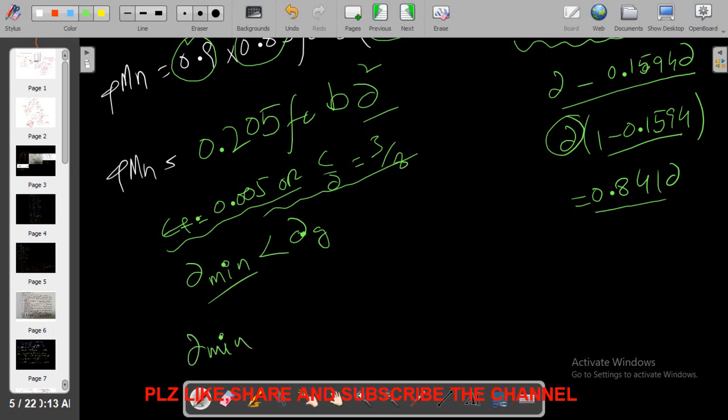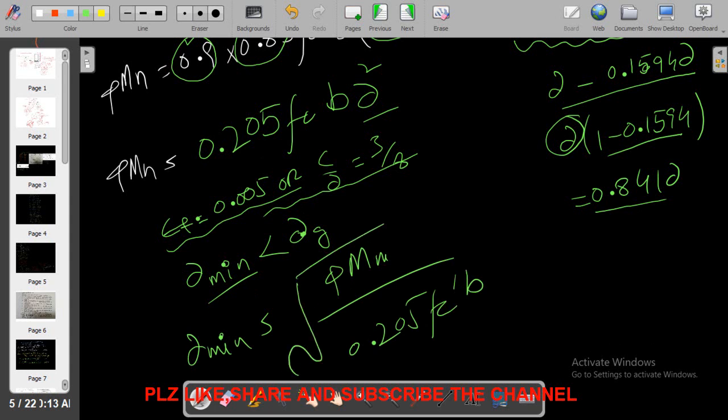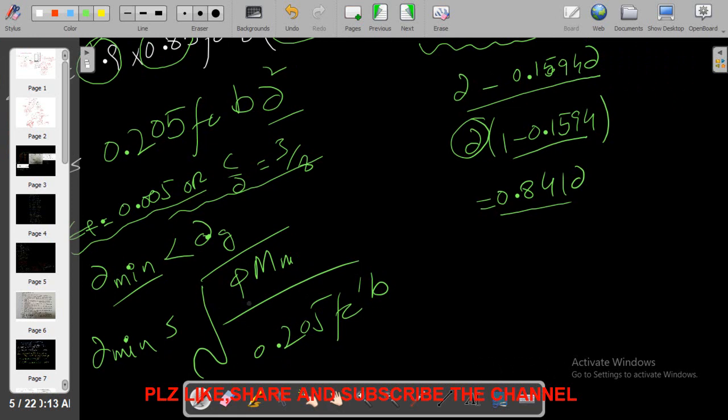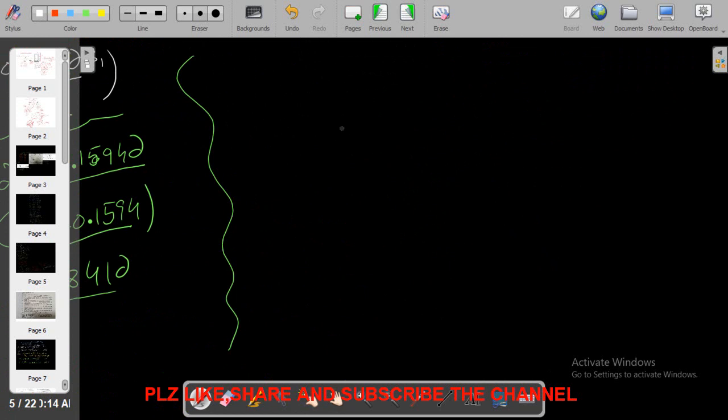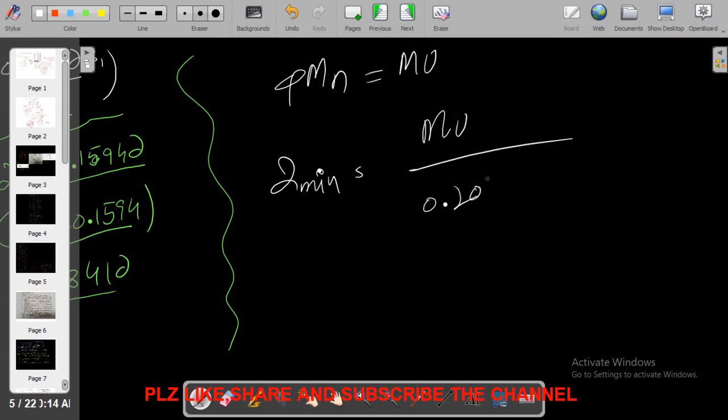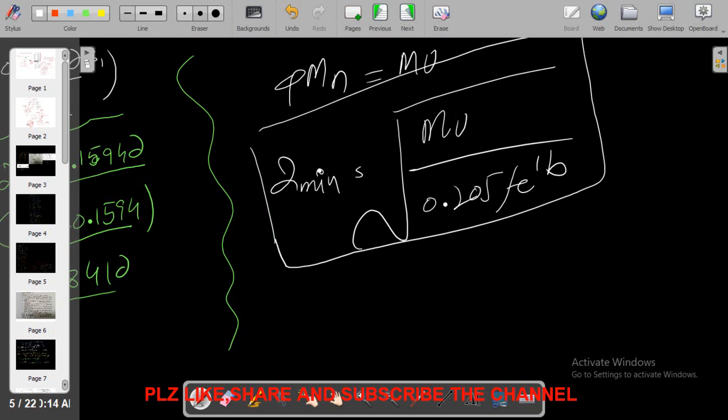So d minimum, shifting this value, is phi Mn divided by 0.2055 fc prime into b, square root. This is the final equation. For a perfect design, phi Mn equals Mu, so d minimum will be Mu divided by 0.205 fc prime into b, square root, and this is the final value of d. We will find out the d value from this equation, and remember this works both in US customary units and in SI units. This is the beauty of this equation.